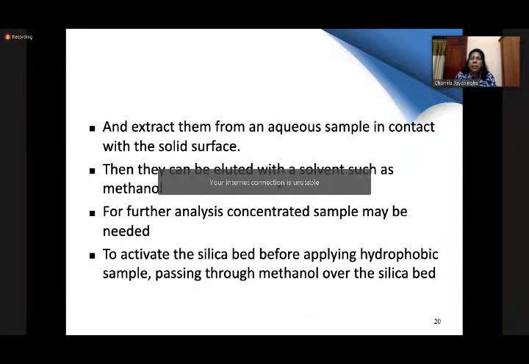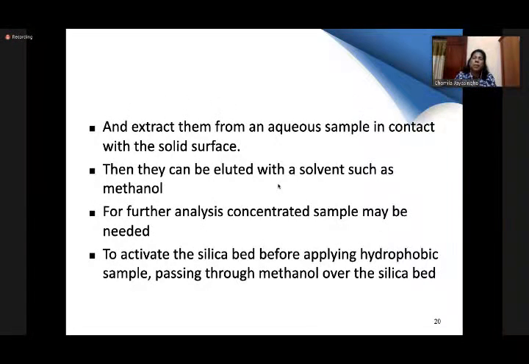So after that, first you have to run the aqueous, then we are going to run the methanol. For further analysis, a concentrated sample may be needed. To activate the silica bed before applying the hydrophobic sample, pass methanol over the silica bed. So here, first the silica bed is there in the column. First we add the methanol to activate the carbon 18 surface. After that, we add the aqueous sample, and whatever hydrophobic functional groups are in the aqueous sample attach to the carbon 18 on the surface of the silica.